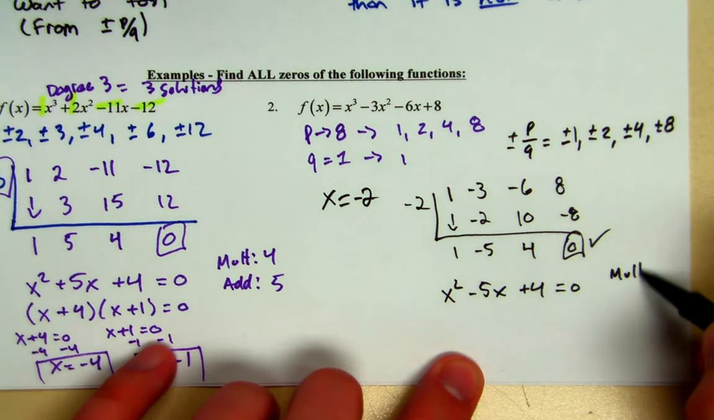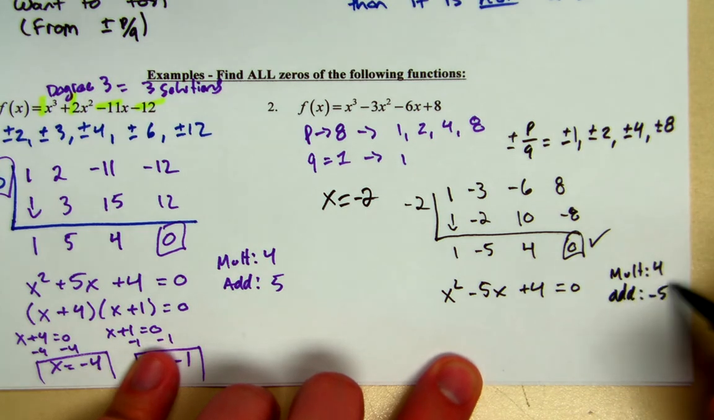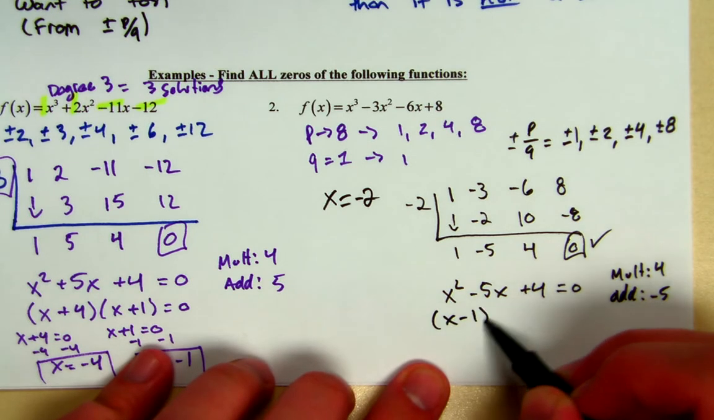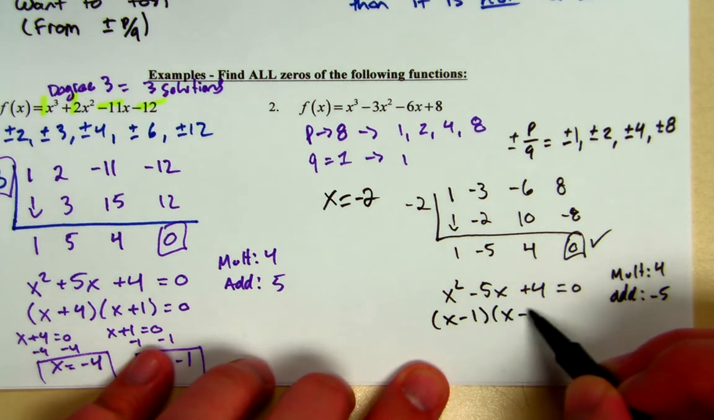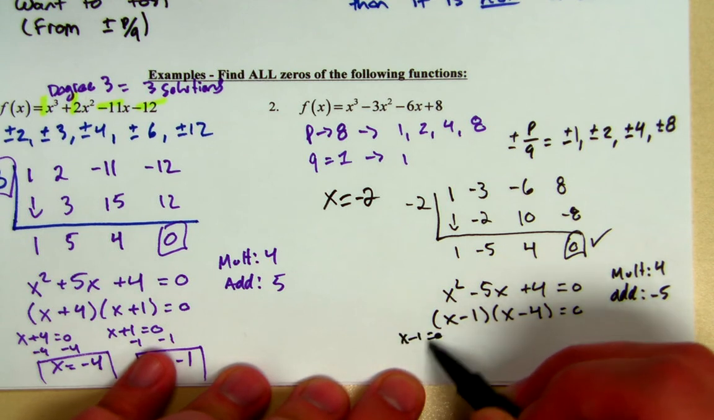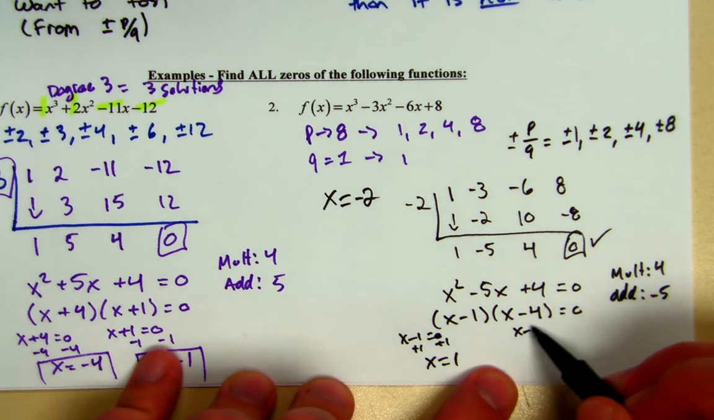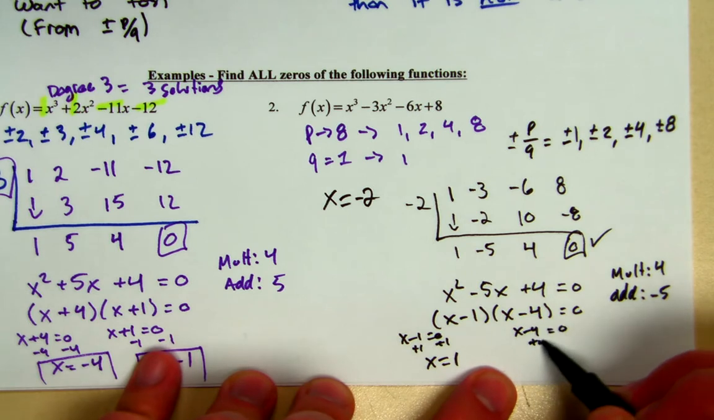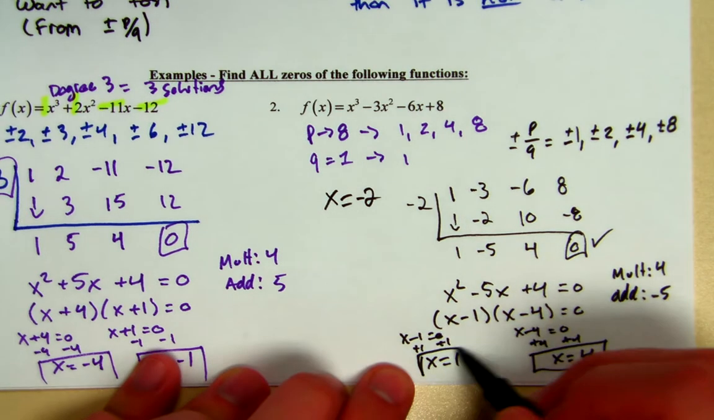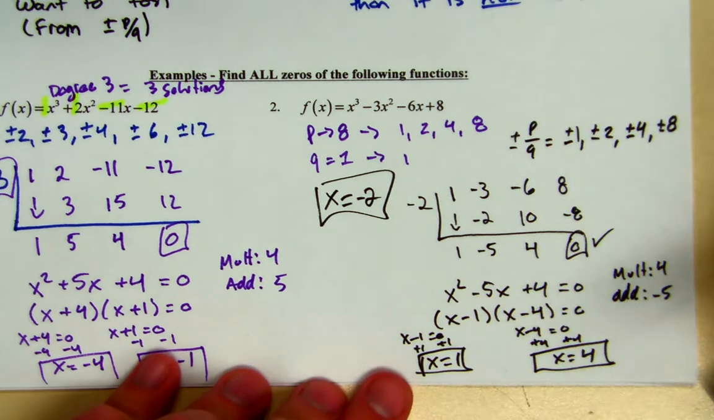So I need to multiply to get 4, add to -5. That tells me I probably want two negatives. X minus 1 and x minus 4. So I've got x minus 1 equals 0, plus 1 plus 1, x equals 1, and x minus 4 equals 0, plus 4, plus 4, x equals 4. One solution, two solutions, three solutions, degree is 3. Found them all.